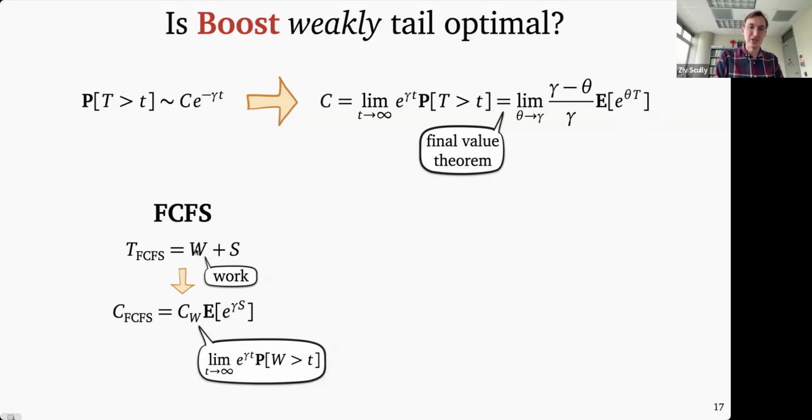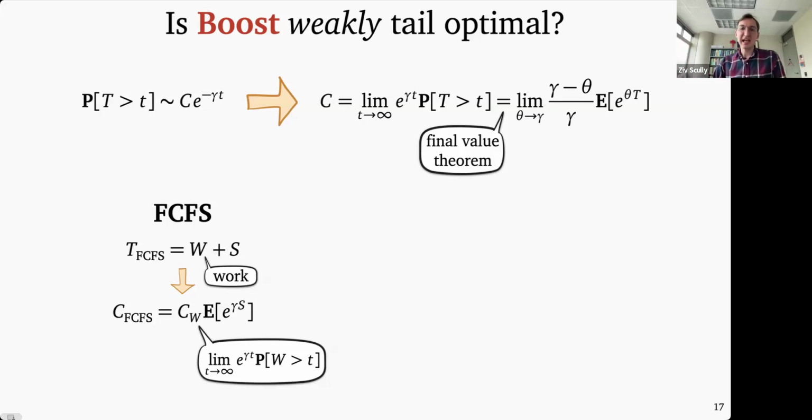So here the W MGF explodes to infinity, the S MGF converges to some finite value, e to the gamma S. I should mention that for the rest of the talk, gamma is the optimal gamma achieved by first come, first served, and also under a lenient condition we'll get to in a second, Boost. So gamma is that pole of the work MGF. Okay, so this is basically what first come, first served looks like and where its tail constant comes from.